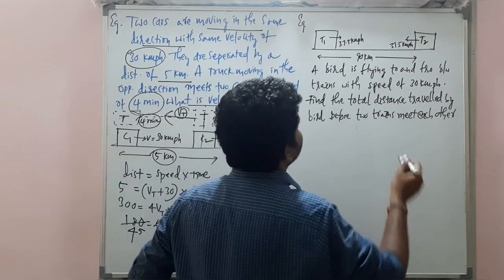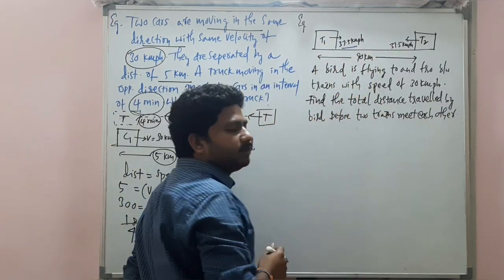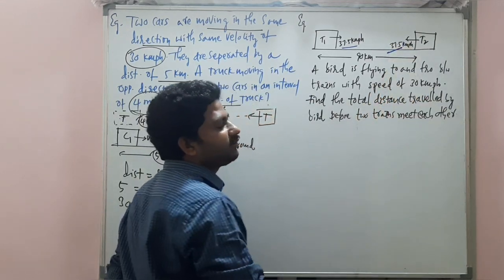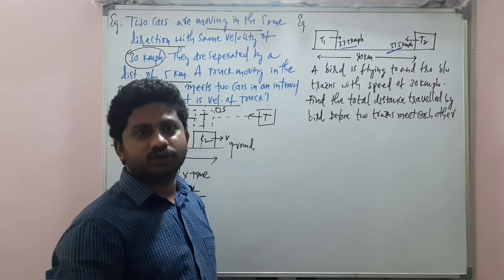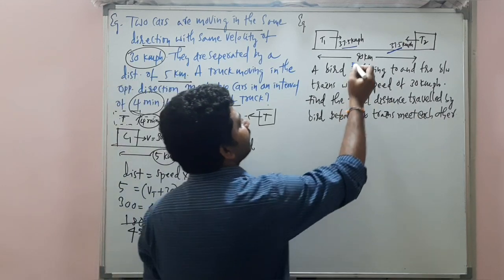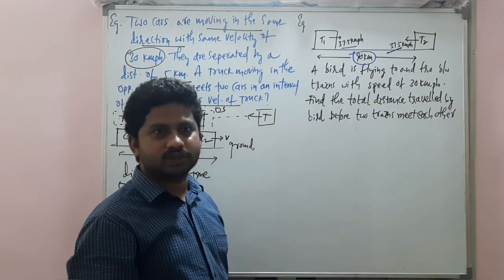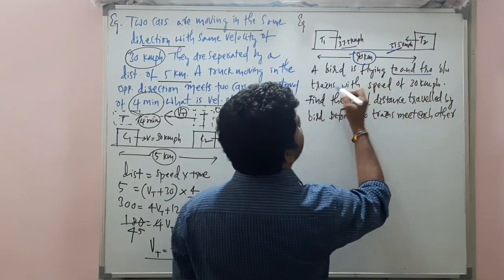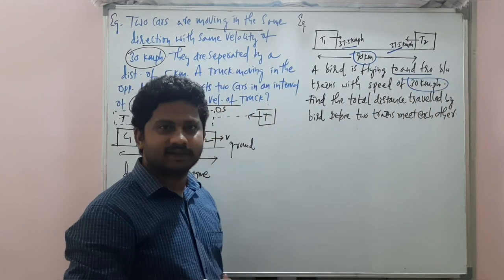Look at here. There is a train which is moving with 37.5 kilometers per hour. There is another train which is also moving with 37.5 kilometers per hour. Both are moving opposite to each other, means towards each other. Initially, there is a gap of 90 kilometers between them. Read the question. A bird is flying to and fro between the trains with a speed of 30 kilometers per hour. See the interesting thing?